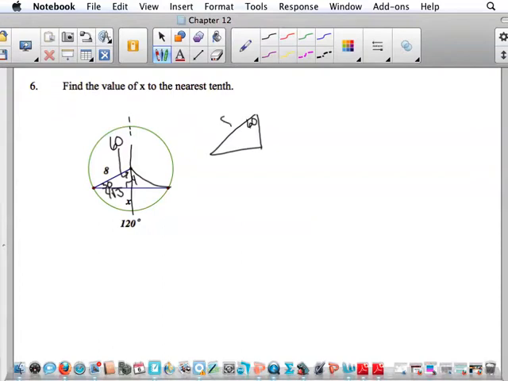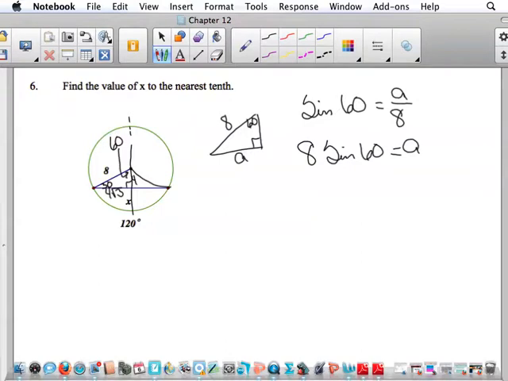If this is 60 and that's 8, you could always use sine: sine of 60 is equal to a over 8. So 8 times sine of 60 equals a. I don't have my calculator right here. So you could find the length of that and then double that and you get the length of the side. The length of the side here is 8 root 3, which is approximately equal to 13.7, I think it was. Again, you can find it either way, either special right triangles or trig ratios.